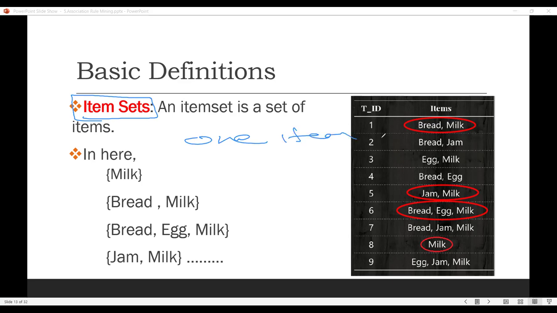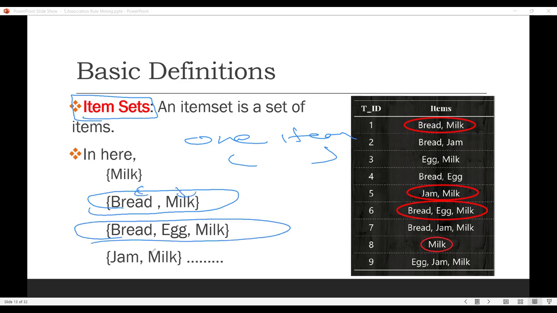one item set means within that only one item is there, right? Two item set means this is a two item set, it contains two products. Three item set, this is a three item set, right? This is a two item set, right? So item set means a set of items together. We can say item set, right?